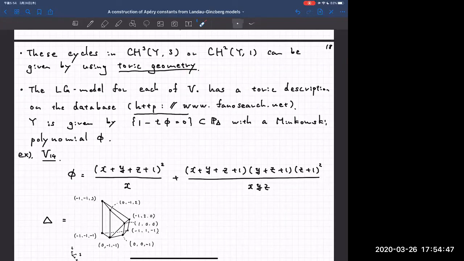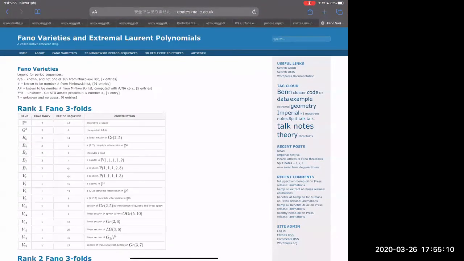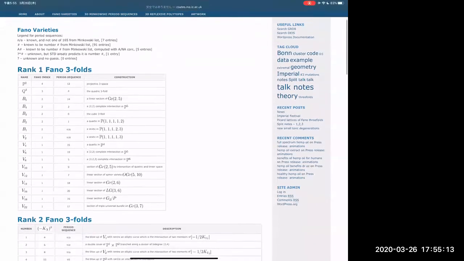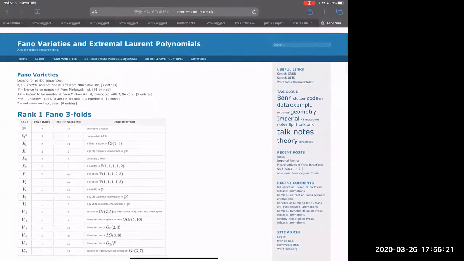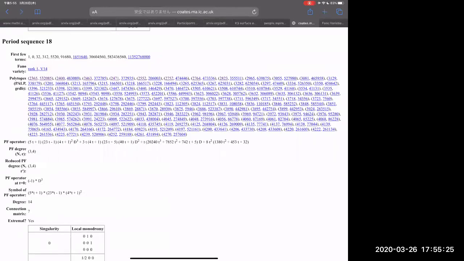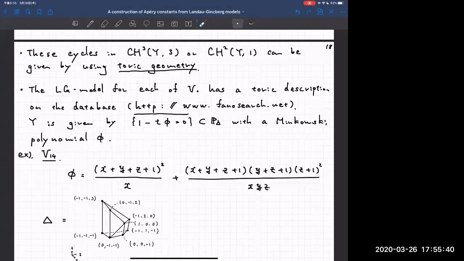Right. So fortunately, for each of the Mukai threefolds V, when we consider the LG model, we have a toric description, and it is given on the database website. I want to show, especially, this website, Fano varieties as extremal Laurent polynomials, and when we click Fano varieties, we obtain such a kind of Mukai 3, 4, and so on. And by looking at the sequence in this website, we can find, for example, what the Picard-Fuchs operator is, what the degree is, and what a typical polytope is, and so on. So we know a lot about the Mukai 3-folds, and this is the reason why we have restricted our attention to Mukai 3-folds.